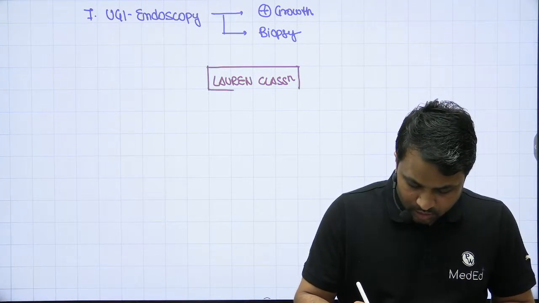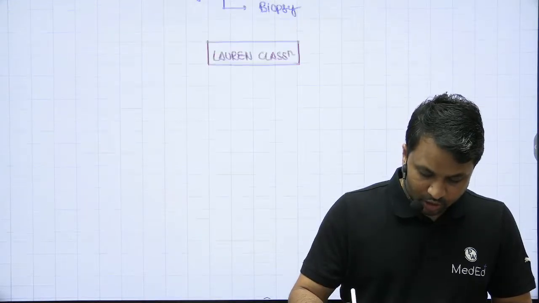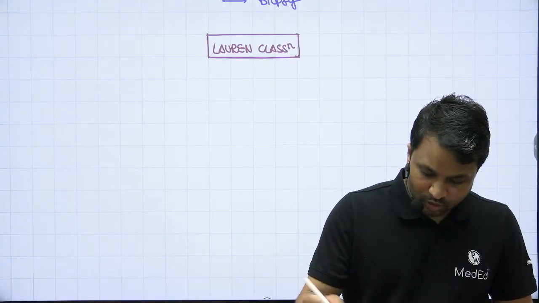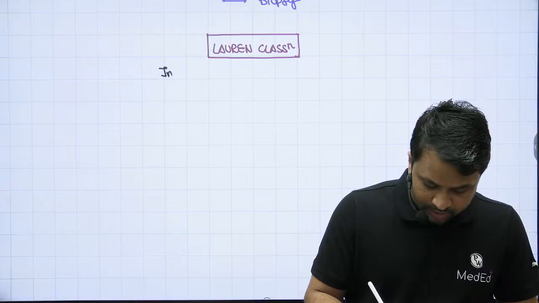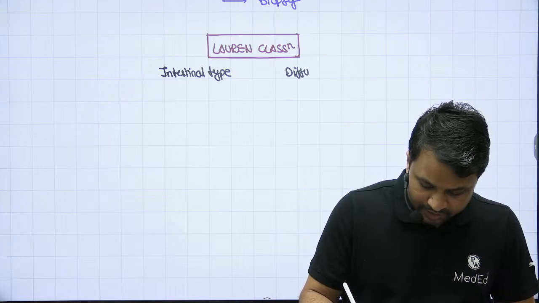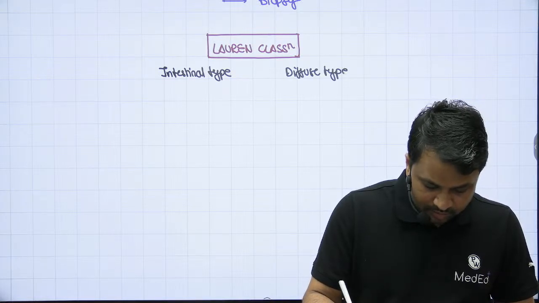So what is this Lauren classification? In the Lauren classification, you can have two types of CA stomach. Number one is the intestinal type of CA stomach. And number two, there could be a diffuse variety or the diffuse type of CA stomach.